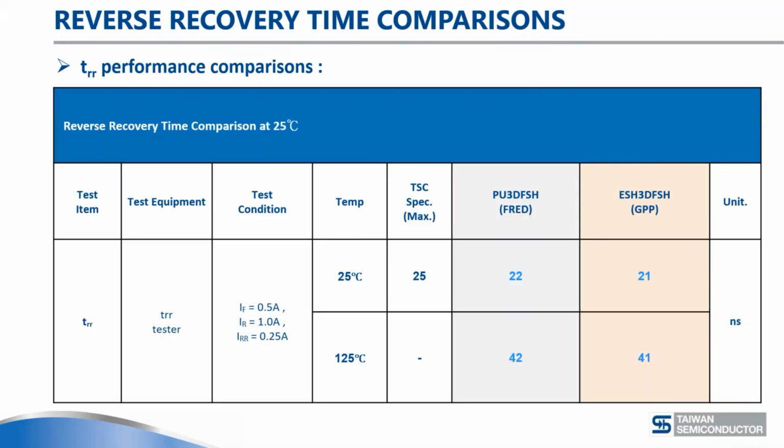The last slide I'm showing, a typical performance comparison of the two parts, is with the TRR, or the recovery time. Here we always see a spec of 25 nanoseconds. Here we see an actual performance of 22 or 21 nanoseconds. The reason for showing this slide is that it's good to remember that the TRR, or the recovery time of a device, has a positive temperature coefficient. You don't see that mentioned very often, and people sometimes forget this, but actually the recovery time of a rectifier has a positive temperature coefficient.